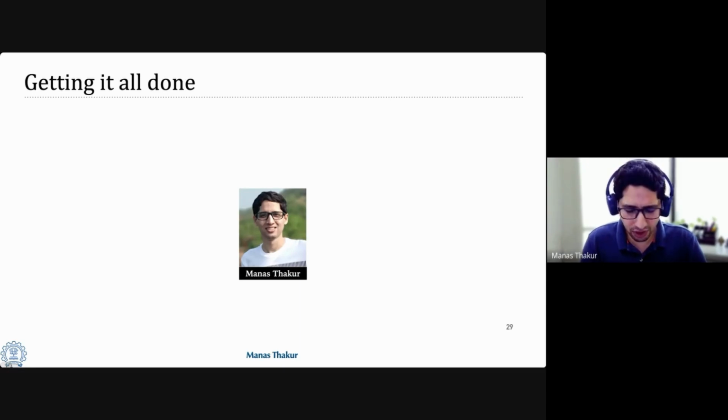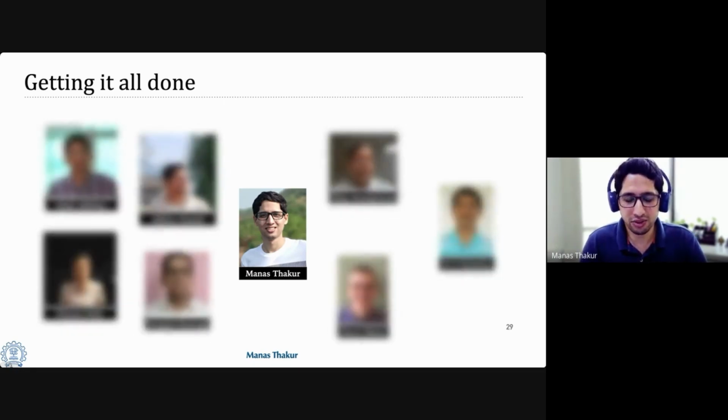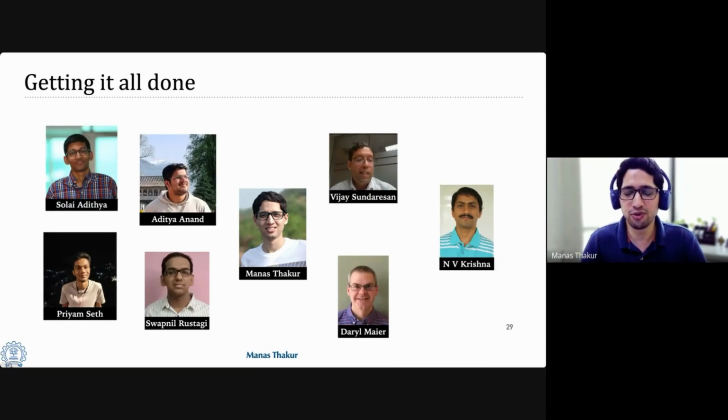Of course, I told you that there were a lot of engineering efforts, as well as so many novel ideas that came up here. So it was not easy to get it all done. Doing it in a VM across its interpreter and compiler required so many students. Adit is my PhD student here. Solai, Priyam, and Swapnil were my BTech students earlier. Krishna was my advisor during my PhD, and he was also part of our collaboration. Vijay and Daryl are folks from IBM who helped us with OpenJ9, sometimes with technical questions and so on.